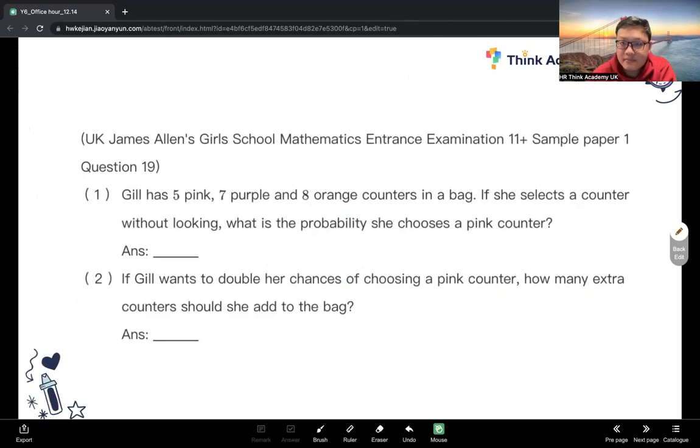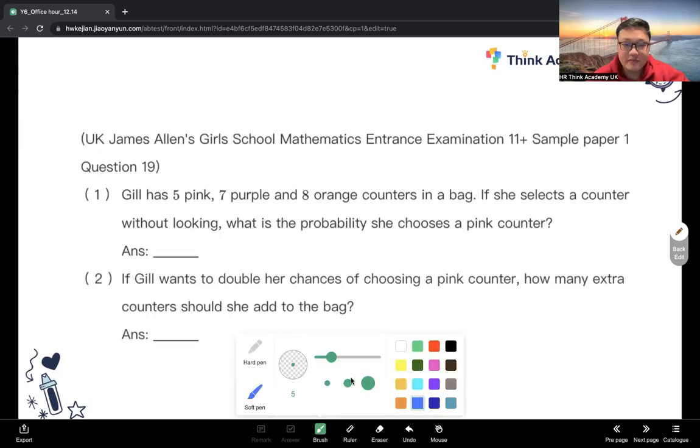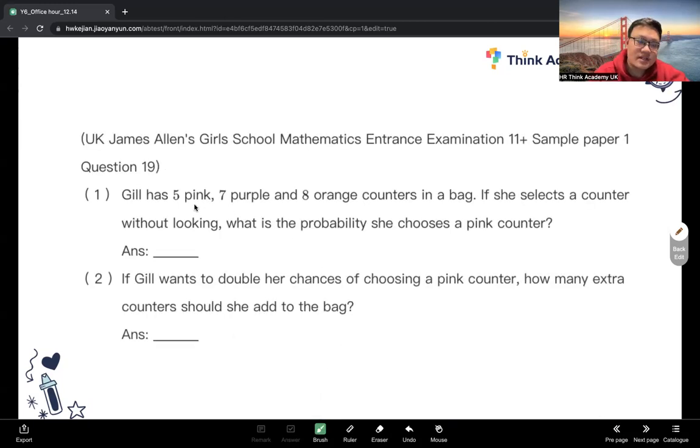How about this one? So Gil has 5 pink, 7 purple, and 8 orange counters in the bag. If she selects a counter without looking, what is the probability she chooses a pink counter? You guys give me the answer to this one. It's also a very easy question. Yes, it's a quarter. It's just 5 over 5 plus 7 plus 8, which is 20, right? So 5 over 20, simplify it, you got a quarter.